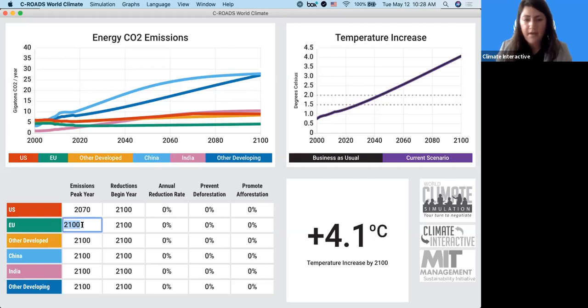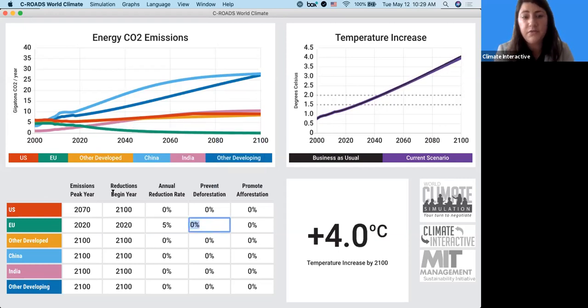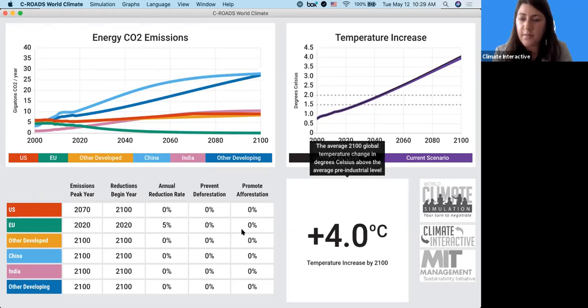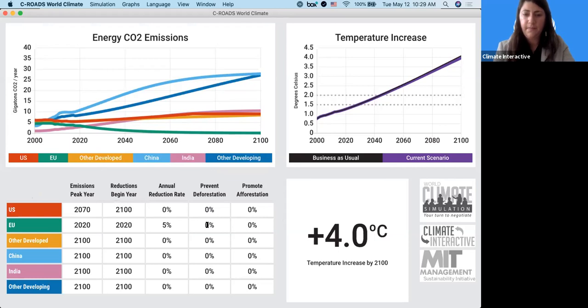The European Union, they've already peaked their emissions. So here we're entering in 2020, and they'd like to start reducing those emissions in 2020 as well, with a 5% reduction rate, which is quite ambitious. We see those energy CO2 emissions start to fall to zero pretty near in the future, which is great. We see a slight decrease in temperature here at 4 degrees Celsius. And for the afforestation and deforestation efforts, they'd like to put in the maximum efforts here and really giving us one of the most ambitious pledges that we've seen in this summit so far.